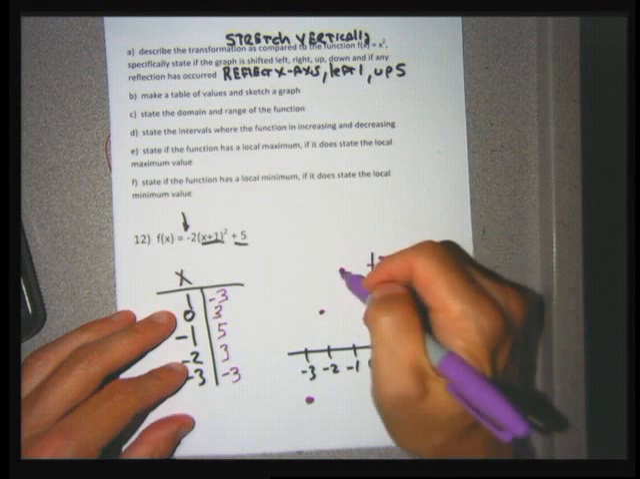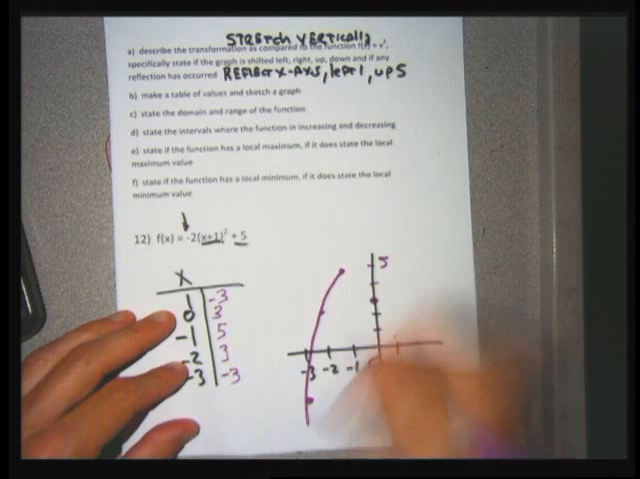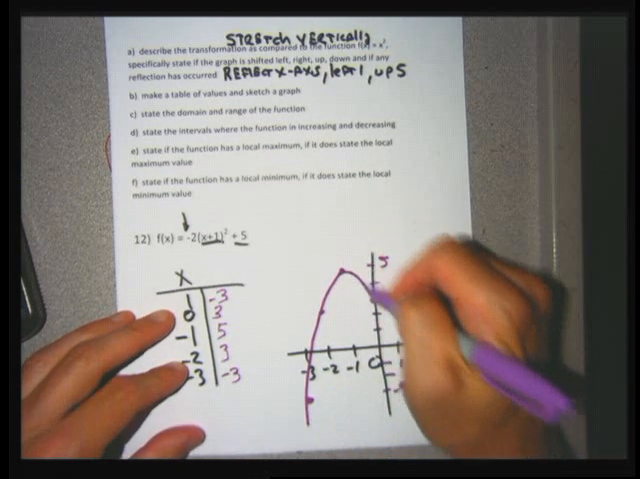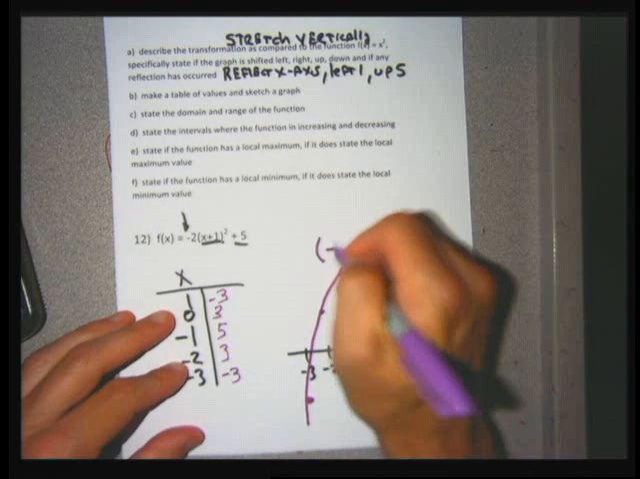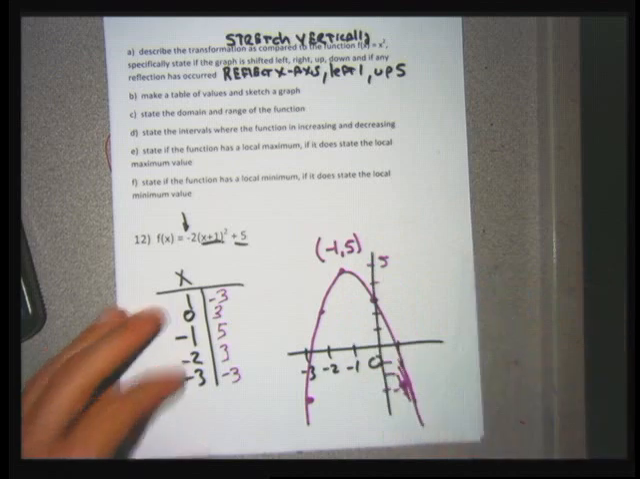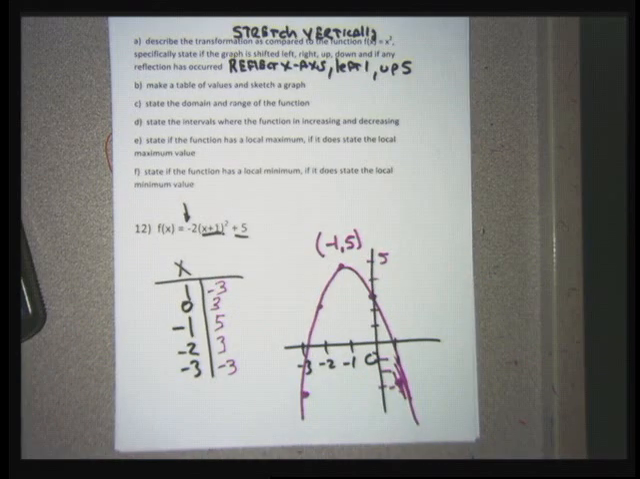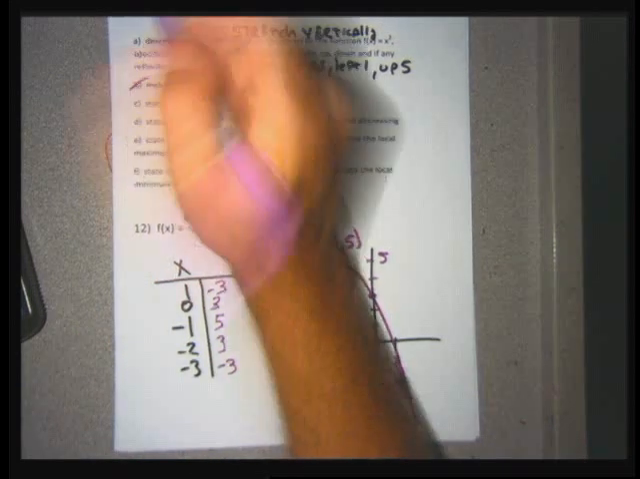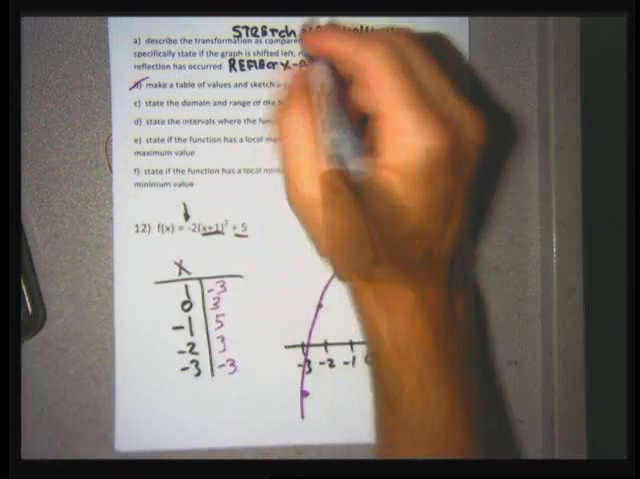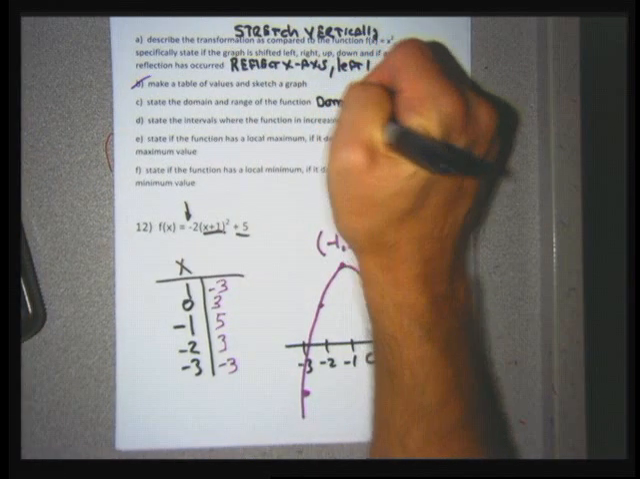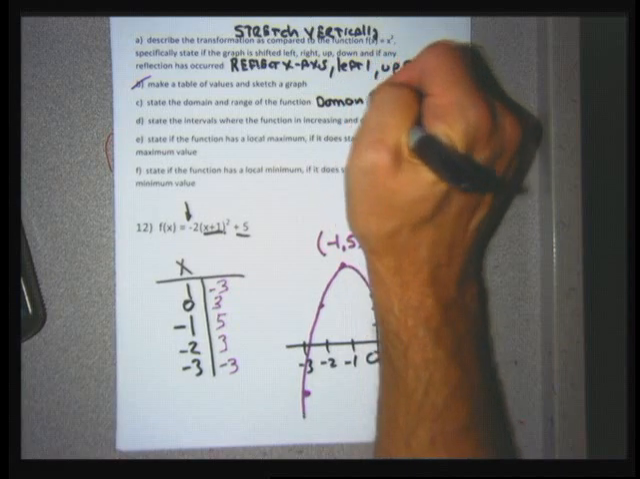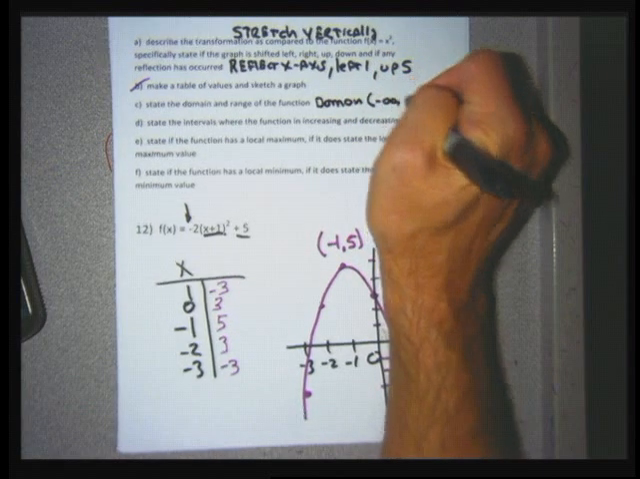Again, it's not the ultimate best graph, but it doesn't have to be. I didn't even go through that point. The only point I really need to see is the vertex, because that's going to help me answer the rest of the questions. So there's part B. No work on the domain. The domain for all these parabolas is negative to positive infinity. No algebra to do for that. Don't even need to look at the graph.